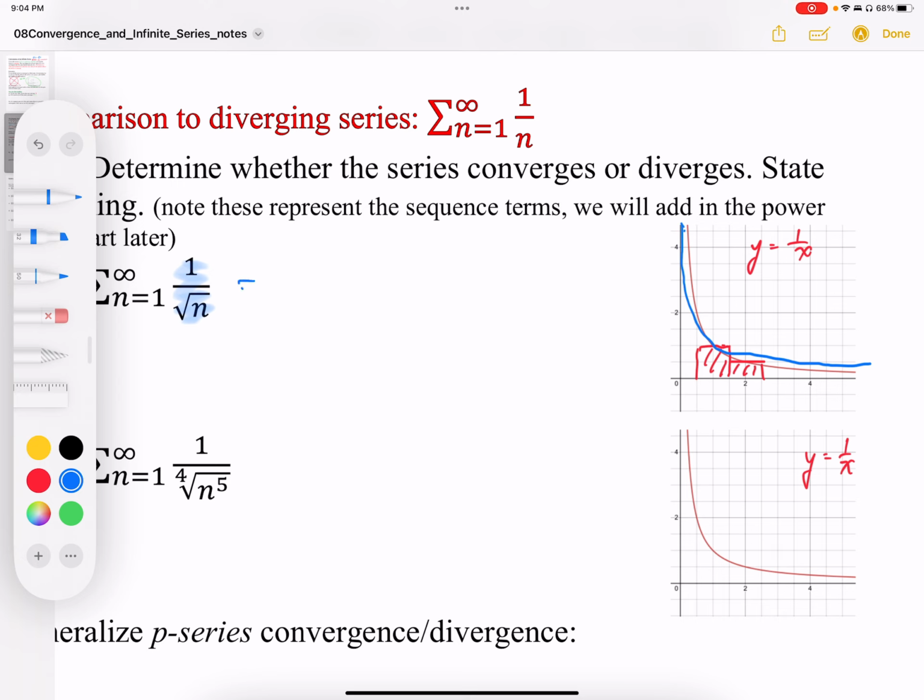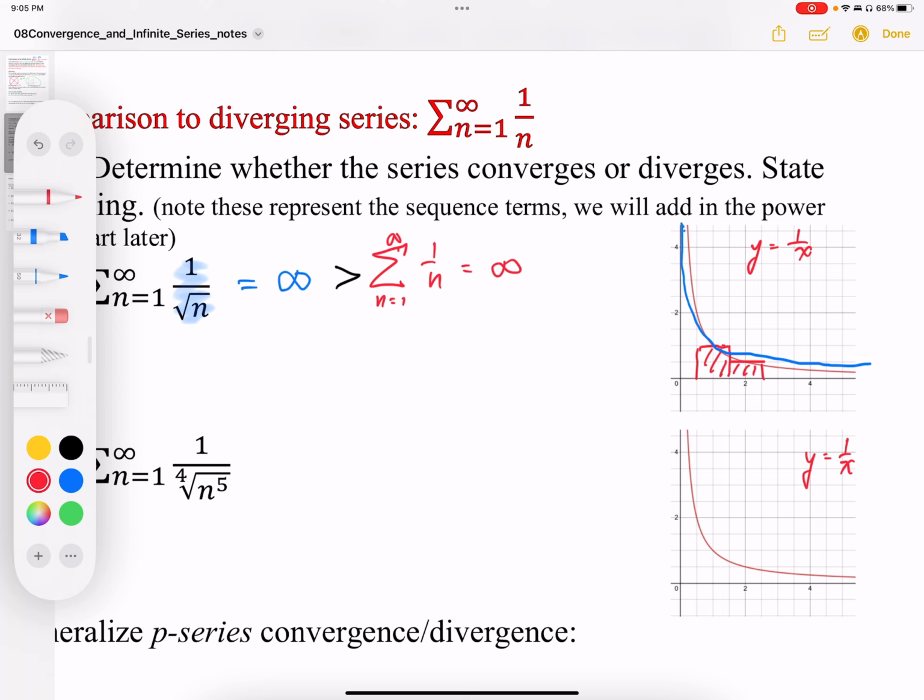So I'm going to conclude by comparison to 1 over n that it must be infinite, because we know that this sum is greater than the 1 over n function, which I know to be infinite. If it's bigger than infinity, it must be infinity. So that is our comparison. We're just comparing that to 1 over n.